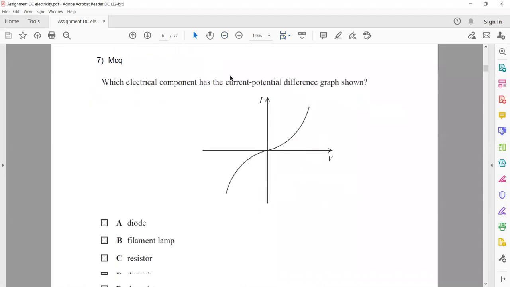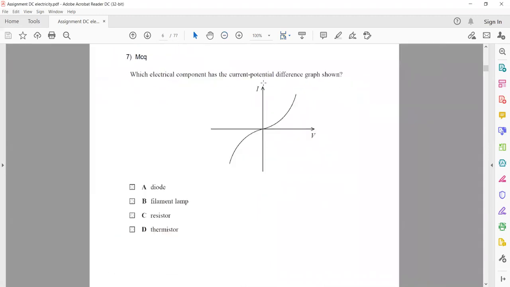So question 7, which electrical component has the current-voltage graph as shown? So what is happening here? When current is on the y-axis and voltage on the x-axis, the slope is the reciprocal of resistance. So here the slope is increasing, it means the resistance is decreasing. And which component's resistance decreases when the temperature or voltage increases? That is the thermistor, because when the charges are passing through, the temperature increases. As the temperature increases, its resistance will decrease. And when the resistance decreases, it means the slope should increase.